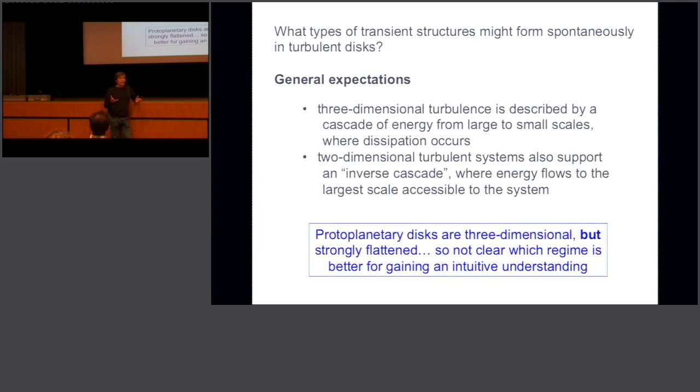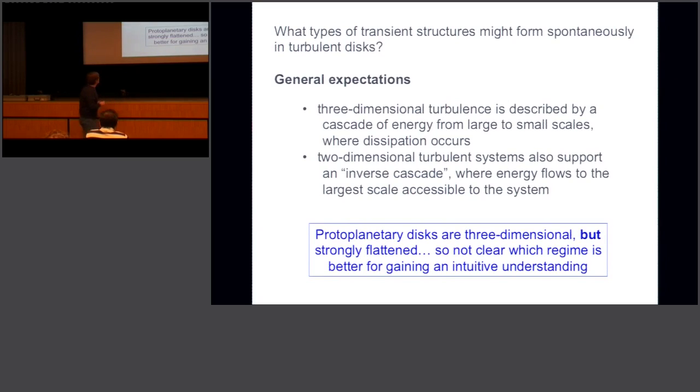But here we might be interested principally in what will happen on larger scales that might produce, for example, the pressure maxima that we were talking about this morning, or perhaps vortices in the disk that we might be able to observe directly. So we can maybe approach this to start with from a point of view of thinking about what we expect in different turbulent systems.